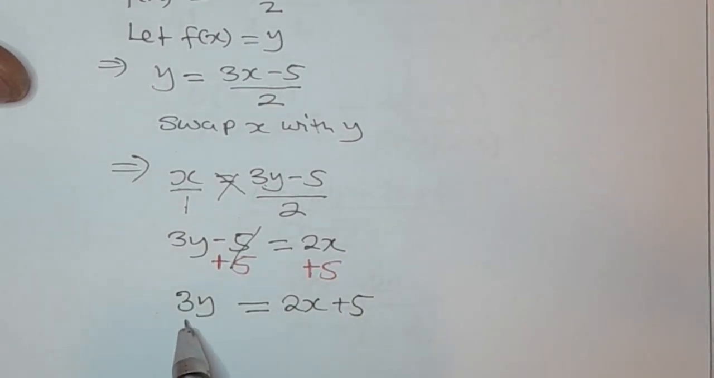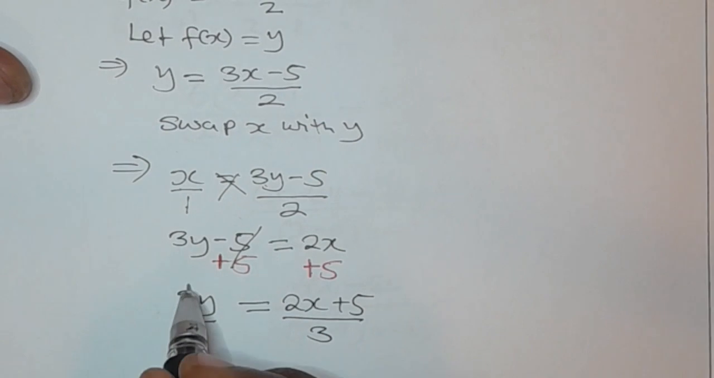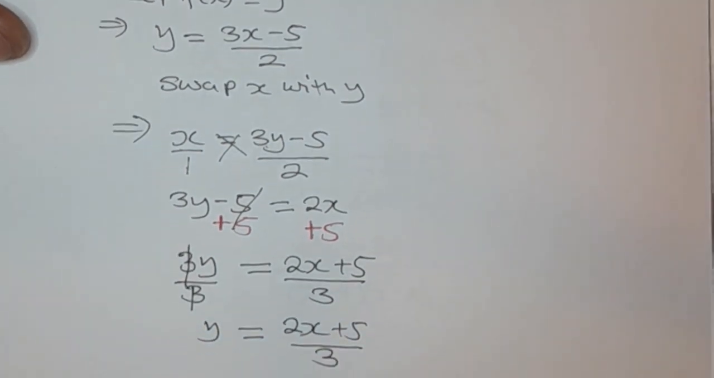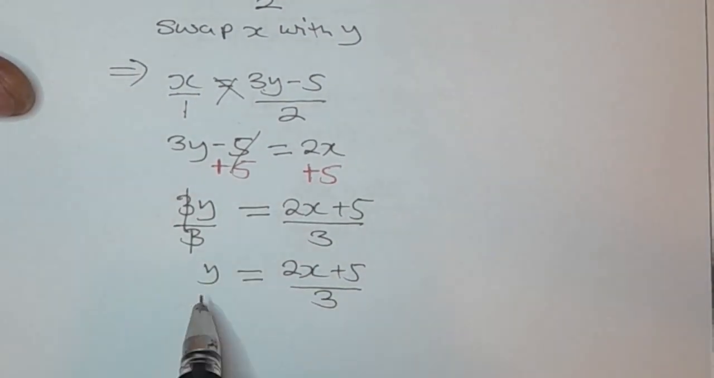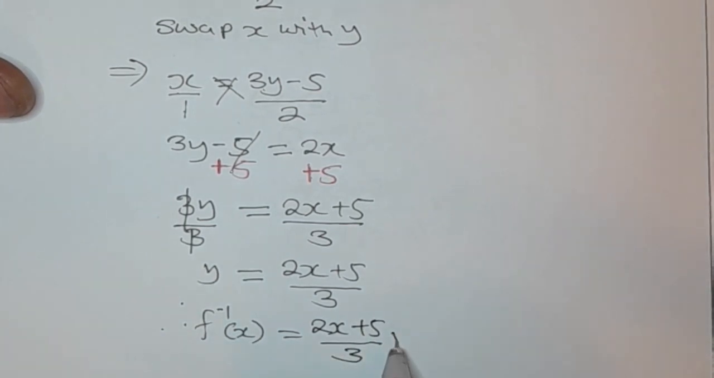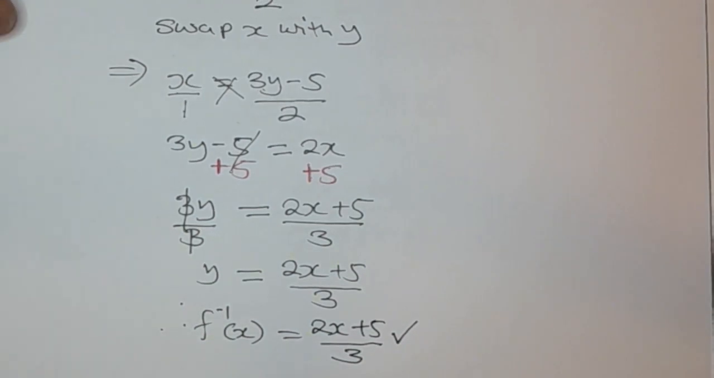Okay? To isolate y, we'll divide both sides by 3. Then we'll have y is equal to (2x plus 5) over 3. So you conclude and say, therefore, the inverse of the function f of x is this one here that we found, (2x plus 5) over 3. So this is the required inverse.